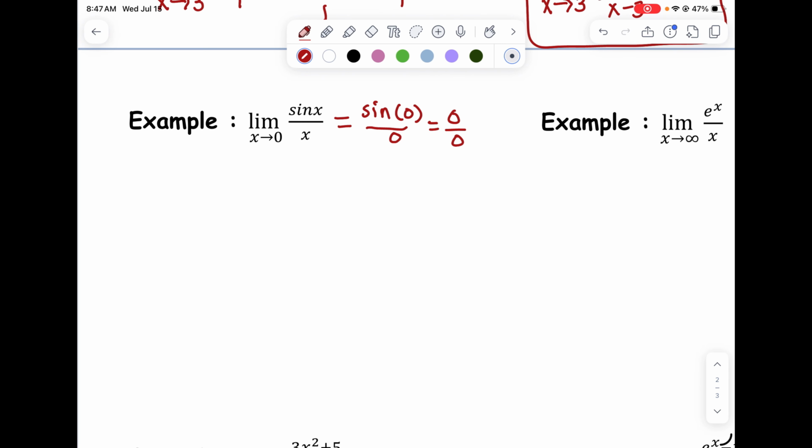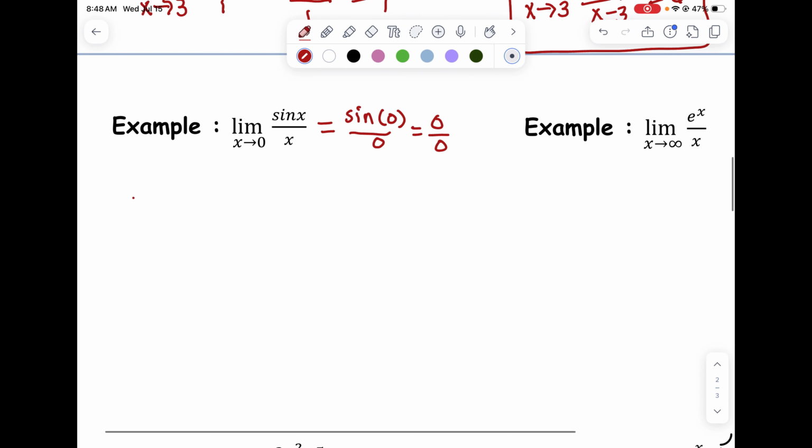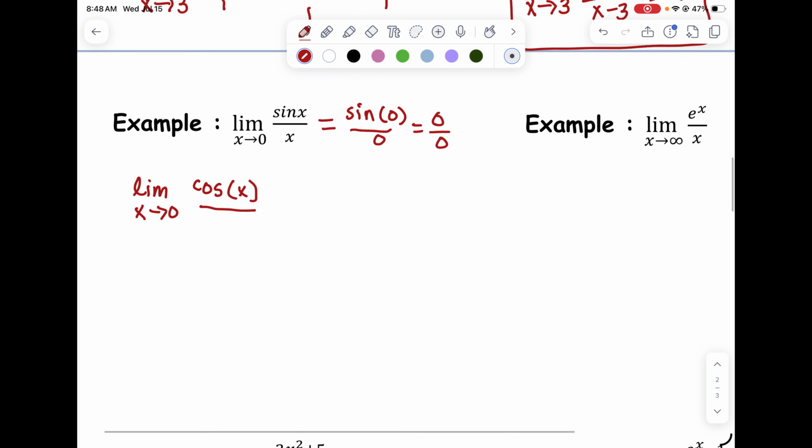We've recognized that, and now we can differentiate both the top and the bottom. So the derivative of sine is cosine. So I'm going to rewrite this: the limit as x approaches 0 of cosine x. And then we're going to differentiate the denominator. The derivative of x is just 1. Now our new limit is the limit as x approaches 0 of cosine x over 1.